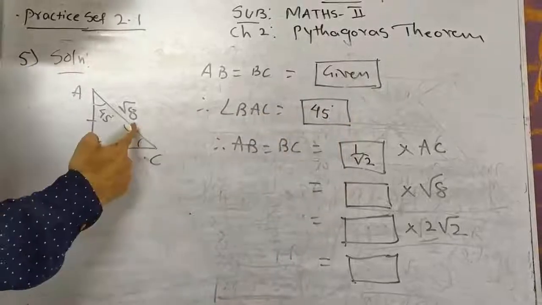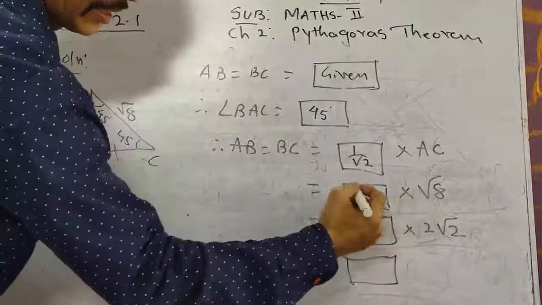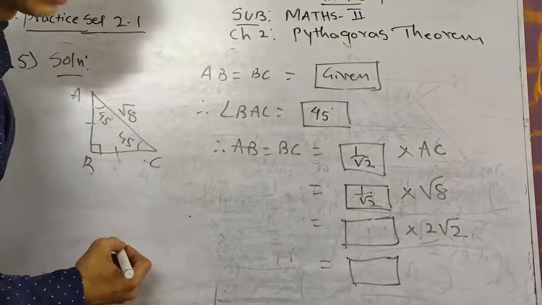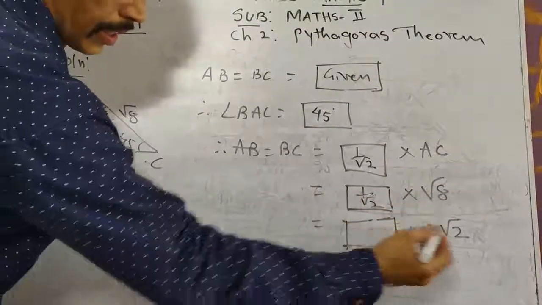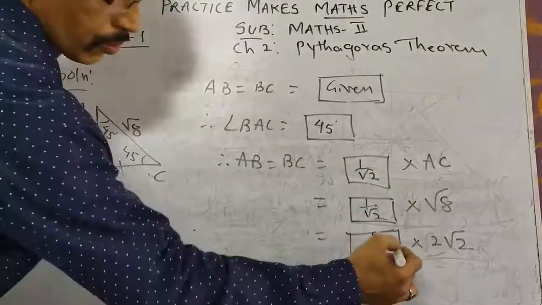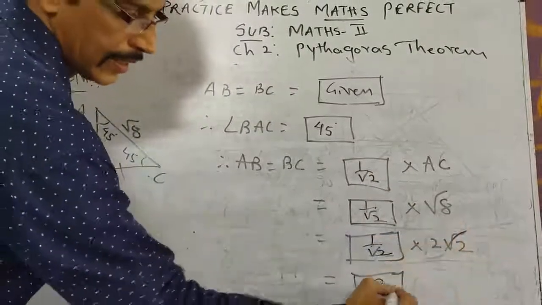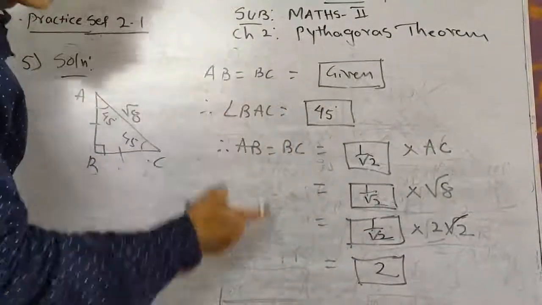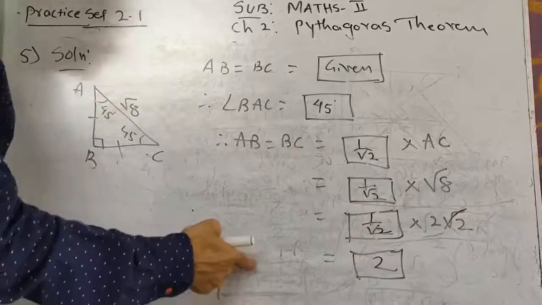So AC value is how much? Root 8. So root 8 is written here. You will again write here 1 upon root 2. So here root 2 and root 2 will get cancelled. Your answer is 2. AB equal to BC is equal to 2. Very easy activity sum. It carries 2 marks.